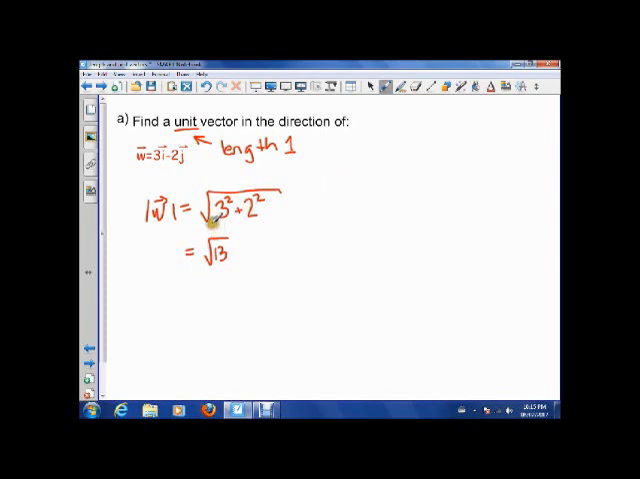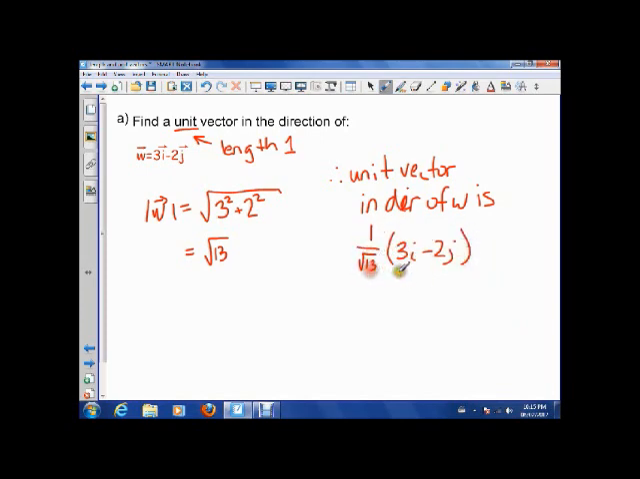That means that now instead of dividing by 5, I need to divide by root 13. So a unit vector in the direction of w is w, so 3i minus 2j, but I'm going to divide it all by root 13. Now the length of this is going to be root 13, and it'll cancel out with this to give me what I need. So I can multiply the 1 over root 13 in, so it'll be 3 over root 13 i minus 2 over root 13 j.